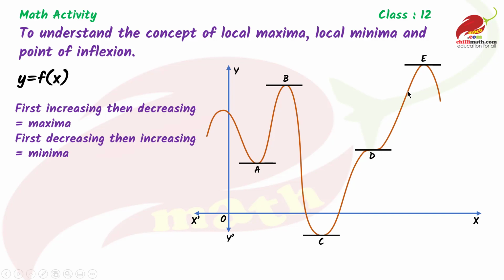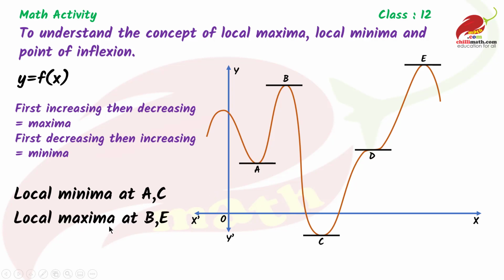Next at E, first increasing then decreasing. So this is point of local maxima. So we have local minima at A and C. Yes, we have done this. Local maxima at B and E. Yes, now we have understood this. And at D there is point of inflection. I hope everyone understood this.